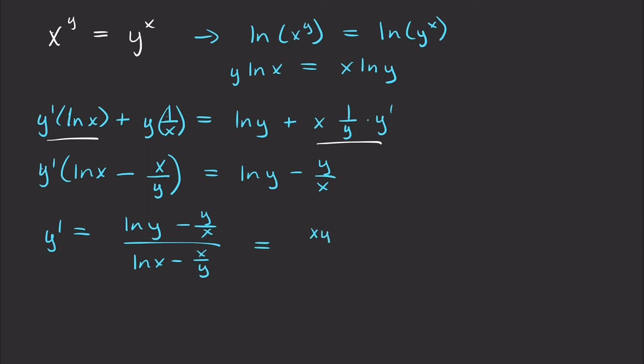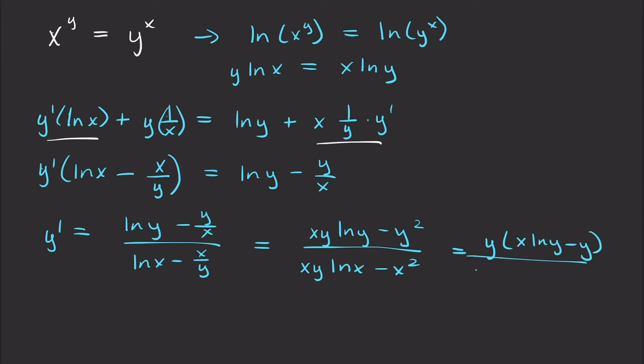And now you can do some simplifying by multiplying by factors of x and y, and you will get x times y times ln of y minus y squared all over x y ln of x minus x squared. If you want, you can factor out a y on top and an x on bottom and get y prime equals y times x ln y minus y over x times y ln x minus x.